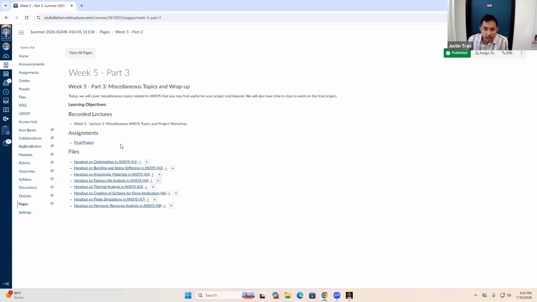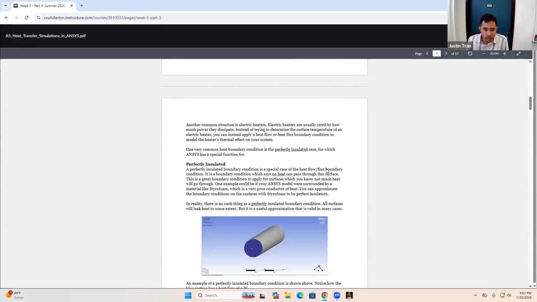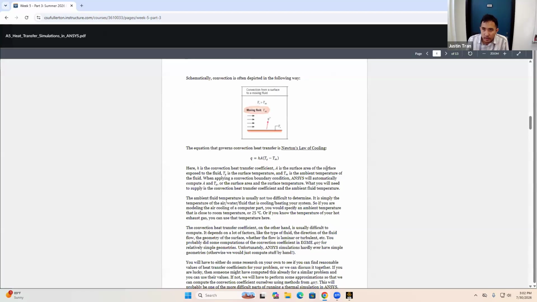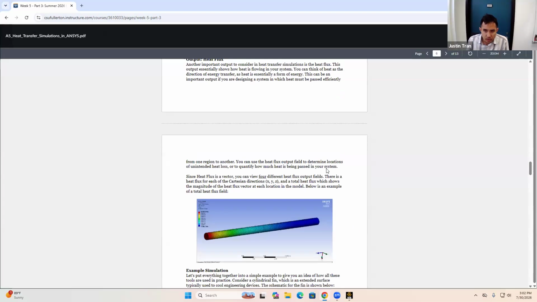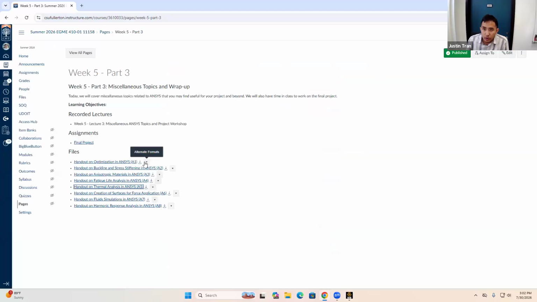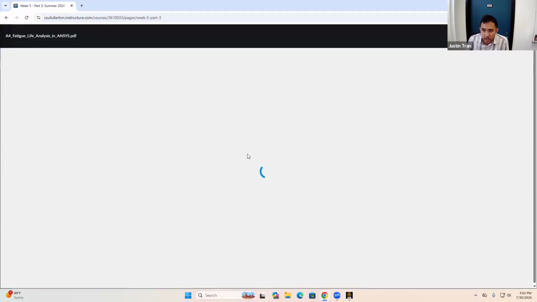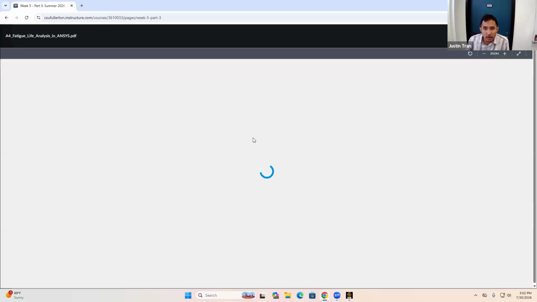For today, what I thought I would do is go over a couple of these that people have asked me about this summer, so that we go through them together. I want to do the thermal analysis together, just to give you an idea that ANSYS can do things other than structural analysis. We'll do a very basic thermal simulation, and then I also wanted to do fatigue life analysis as well. We'll do both of these together, and I don't think they'll take very long.